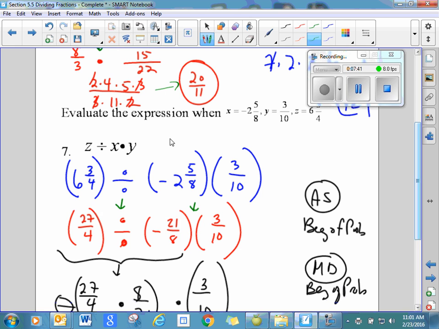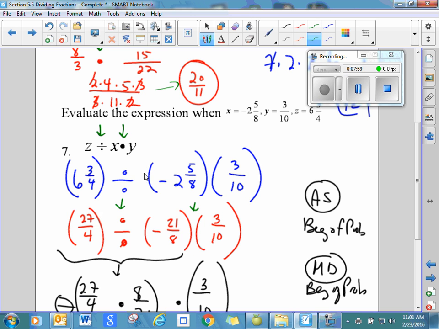Okay, so let's look at our problem in number 7. I've got division and I've got multiplication. I don't see any grouping symbols. I'm going to go back and go to the beginning of the problem, and I'm going to do it from the beginning to the end, because that's what we do when we have multiplication and division.